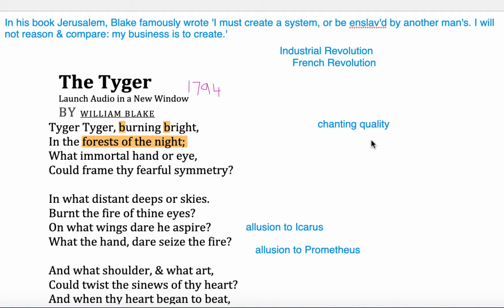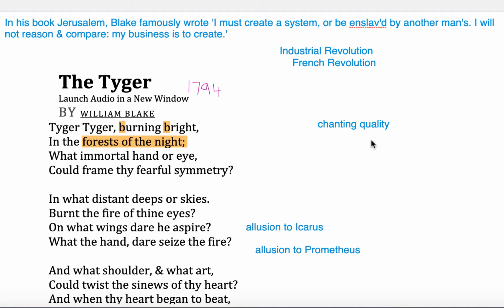Tyger, Tyger, burning bright in the forest of the night. What immortal hand or eye could frame thy fearful symmetry? Now, I know it's kind of weird. Nobody says symmetry, but to make the rhyme work, you would have to say symmetry in order for the couplets to work, in order for eye to rhyme with symmetry. So bear with me. I want to zoom in on the alliterative burning bright, right? That's alliteration, the repetition of that B sound at the beginning of the word.